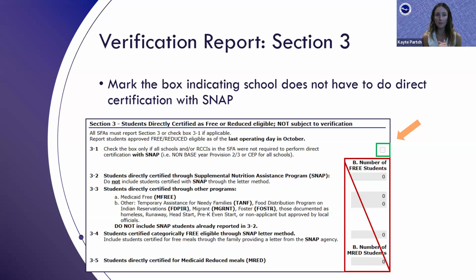That's in district-wide CEP. On the other hand, a district like Kearney, where you've got pricing and non-pricing both, you would not mark the box because you are continuing to do direct certification with SNAP in the pricing buildings. And then you would also complete the fields in letter B, where you're representing the students enrolled in those pricing buildings, pulling out any SNAP, Medicaid free, Medicaid reduced students who are enrolled in the CEP buildings.